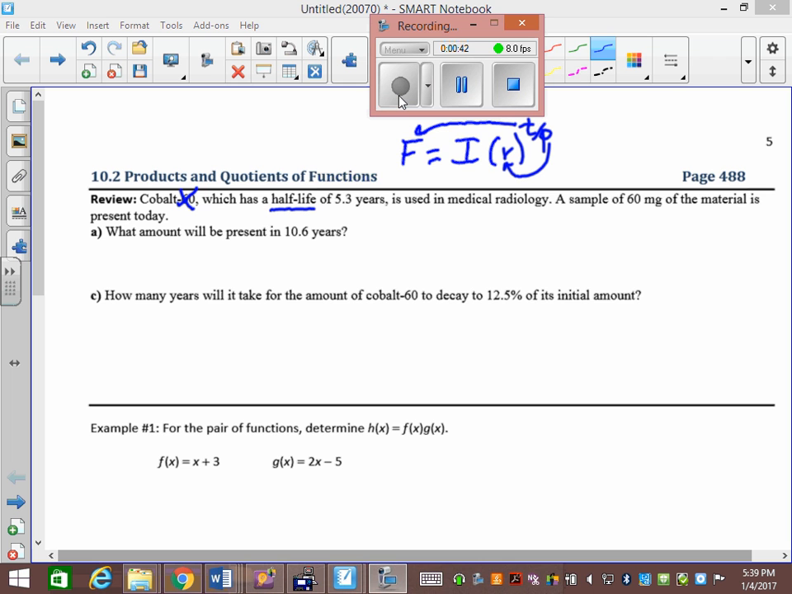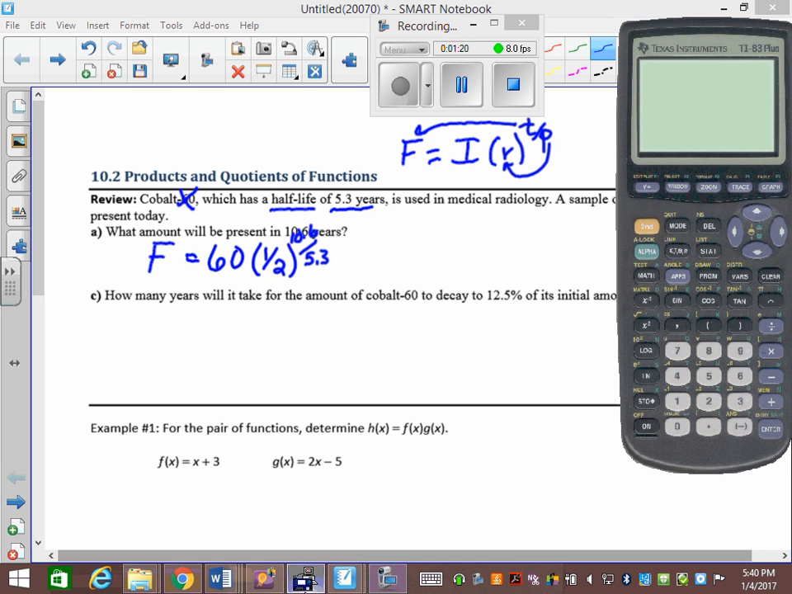So cobalt-60, who cares? We ignore that 60. It's just cobalt. Which has a half-life. So for our rate, we have a half, or 0.5, of 5.3 years. So half-life of 5.3. That means the 5.3 goes on the bottom. And a sample of 60 milligrams is present today, so that's going to be our initial. And we want to know what the amount will be in 10.6 years. So we want the final amount in 10.6. And we plug that directly into our calculators.